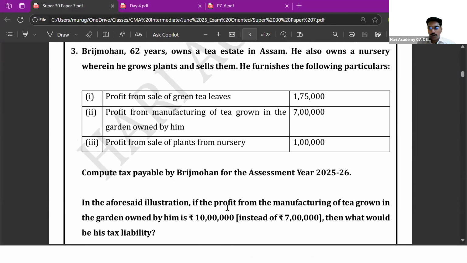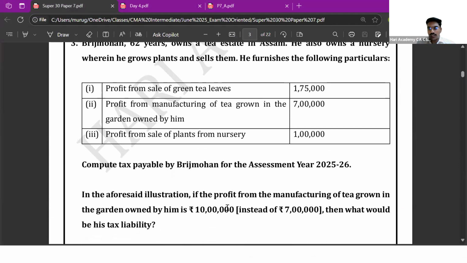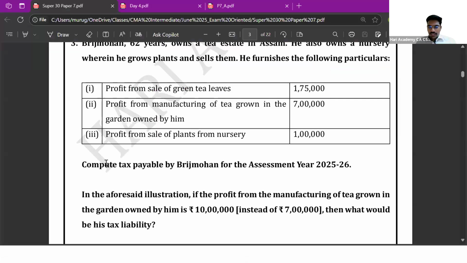Okay. Brij Mohan, 62 years old, owns a tea estate in Assam. He owns a nursery wherein he grows plants and sells them. He furnishes the following particulars. Profit from sale of green tea leaves is 1,75,000. Profit from manufacturing of tea grown in the garden owned by him, 7 lakhs. Profit from sale of plants from nursery is 1 lakh. Okay. So let us go to question number 3.